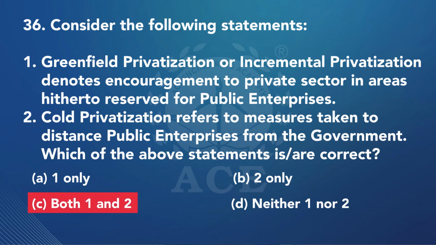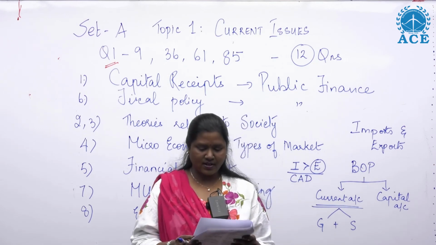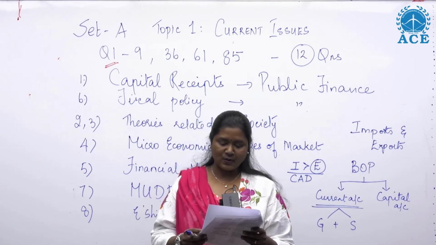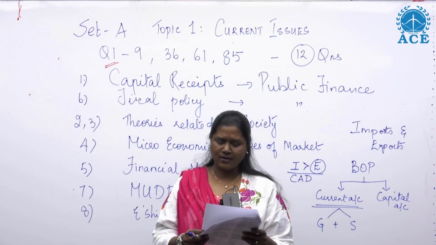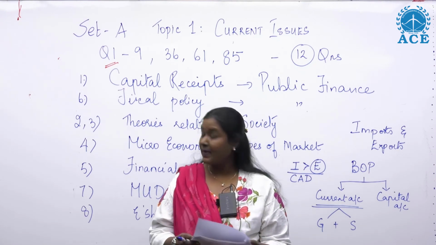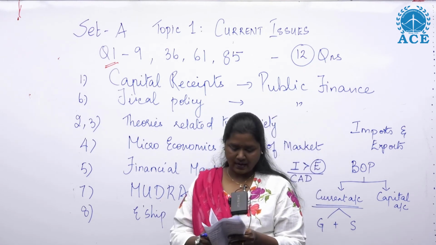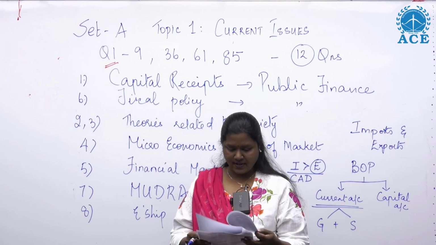So, what is the answer here? Which of the following are correct? Both 1 and 2, right? Greenfield privatization or incremental privatization denotes encouragement to private sector in areas hitherto reserved for PSUs. So, both are right. So, 36 is both 1 and 2. The next question we have is 61 there. So, let us come to the 61st question.